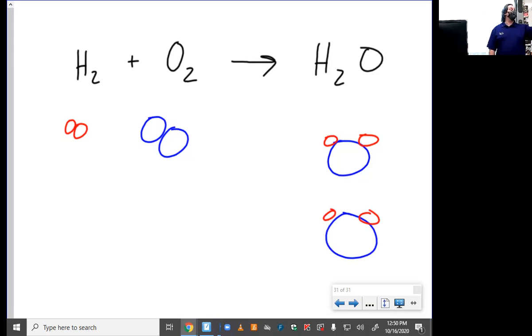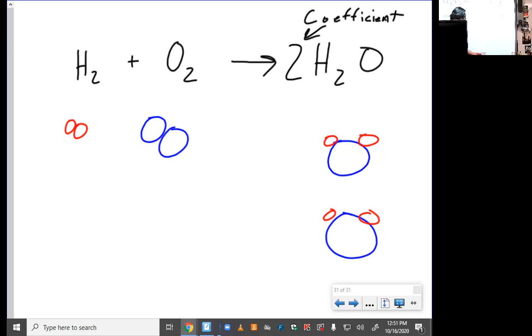Now, that's the way we did it when we did the names. You put parentheses and put a 2 subscript. The problem with that is that's showing that they're still bound together. I don't need to show that they're bound together. I just need to show that I have 2 of them. And how you do that is you write a coefficient. This is called a coefficient. And you put it as a big number in front of your molecule. And what that means is that you have 2 of everything behind it. So you have 2 H2Os.